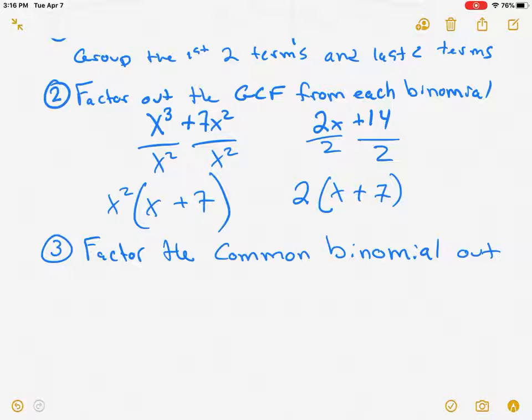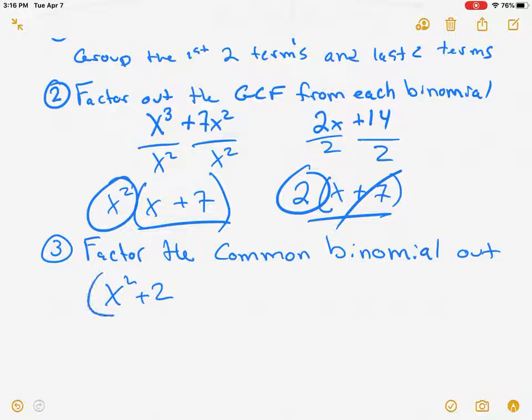Right, so the common binomial here is this and this. So we go ahead, take one of those out. We then combine, right? So we combine this one and this one, gives us x squared plus 2. We multiply that by x plus 7. Right? And then we could always, step 4, distribute to check our work.